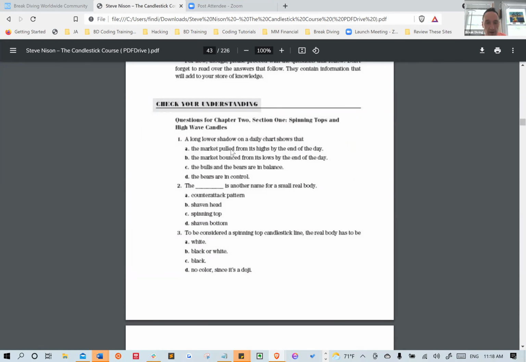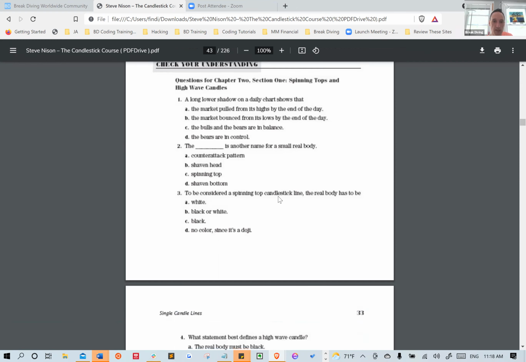A long lower shadow on a daily chart shows that, let's see, the bears are in control. The market bounced from its lows by the end of the day. I think it's either B or D. I think maybe B. Or is it the bears are in control? No, they're not completely in control, because it bounced back up. Yeah, the market bounced from its lows by the end of the day.